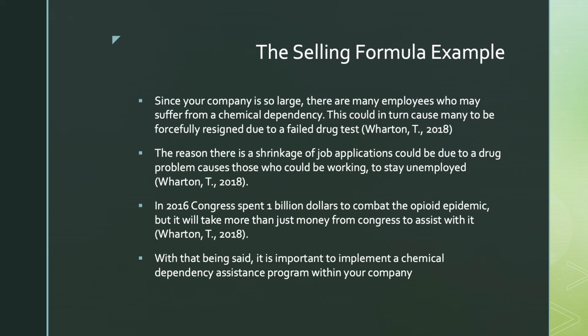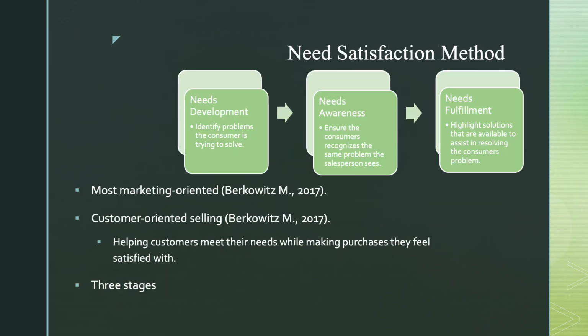Another one: in 2016, Congress spent $1 billion to combat the opioid epidemic, but it will take more than just money from Congress to assist with it. This will get the company to start talking about what they can do with their employees to help with chemical dependency. Lastly, the seller could come in with, that being said, it is important to implement a chemical dependency assistance program within your company.